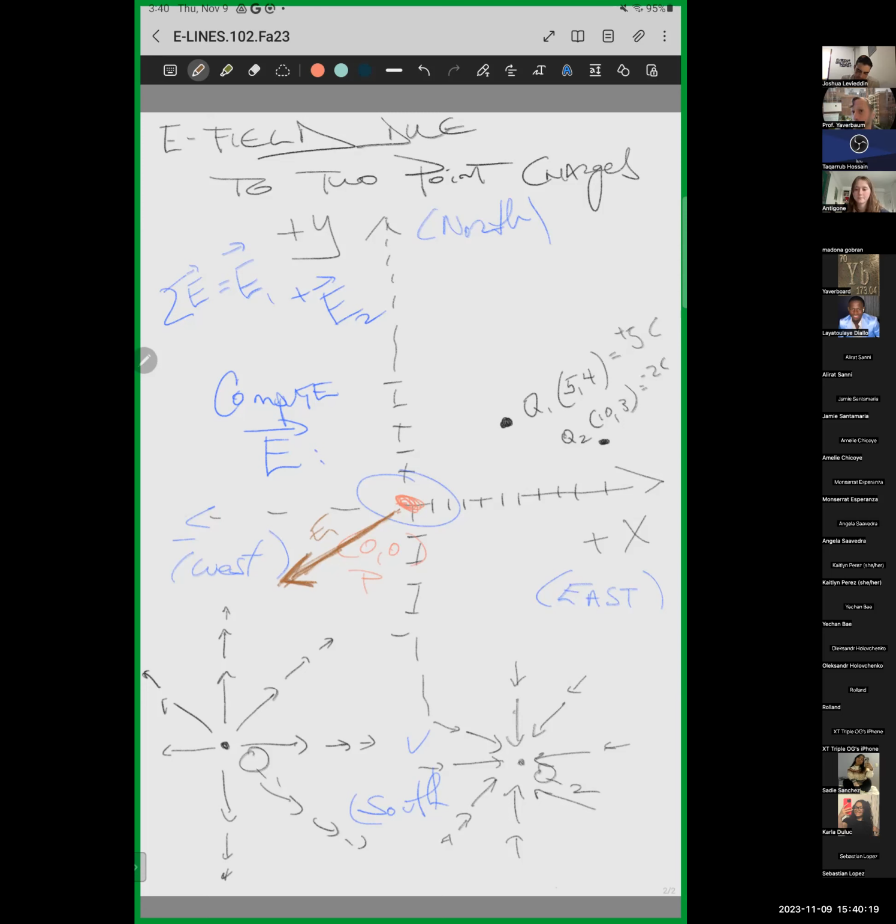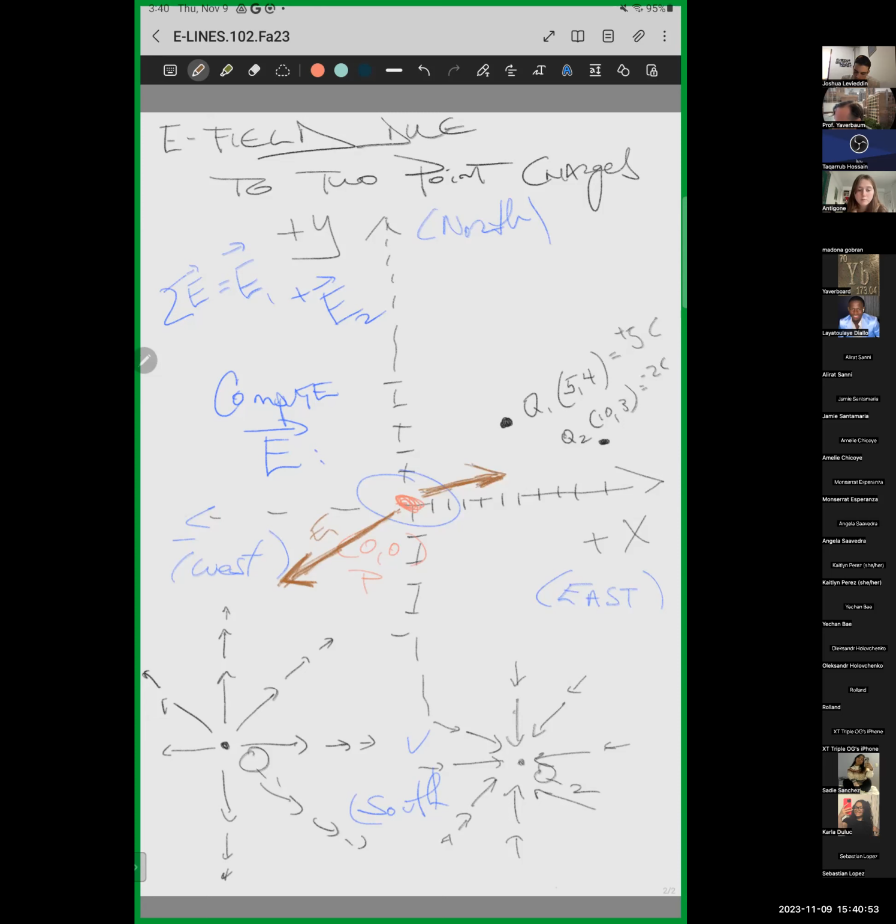But now Q2 is also affecting that point at the origin. Q2 is negative, so Q2 is pulling on the origin. There's going to be an arrow coming out from the origin going the other direction, pointing to Q2. It's going to look something like this. I hope you understand what I'm doing. I'm trying to draw on the line that connects from the origin to Q2. It's obviously less steep than the other one.